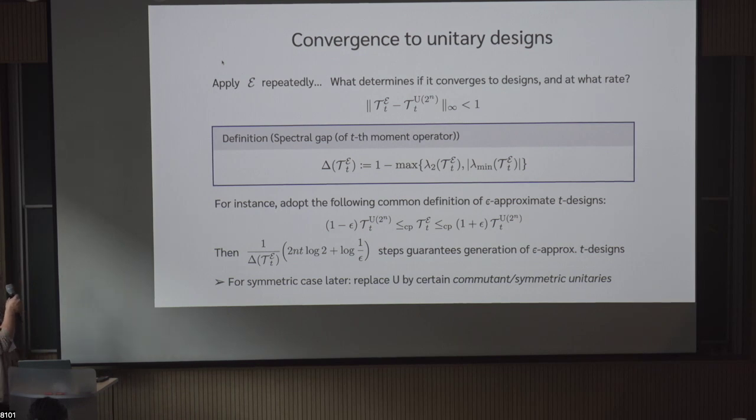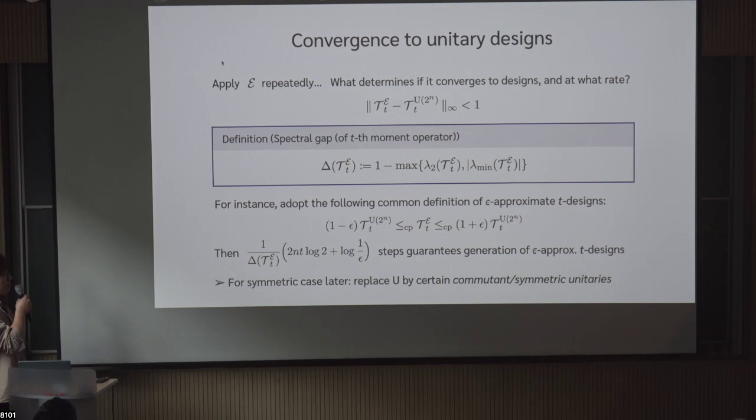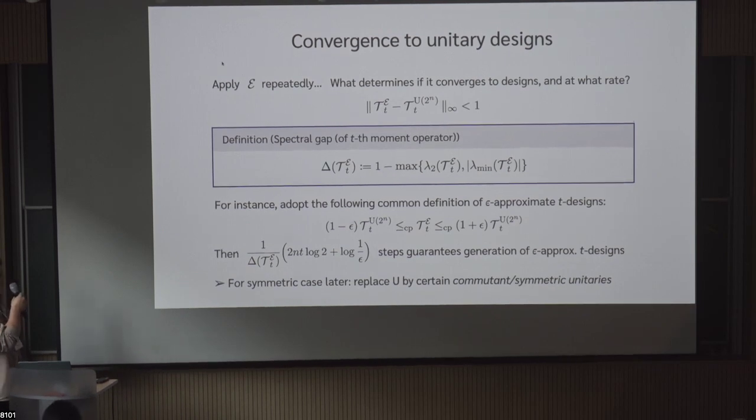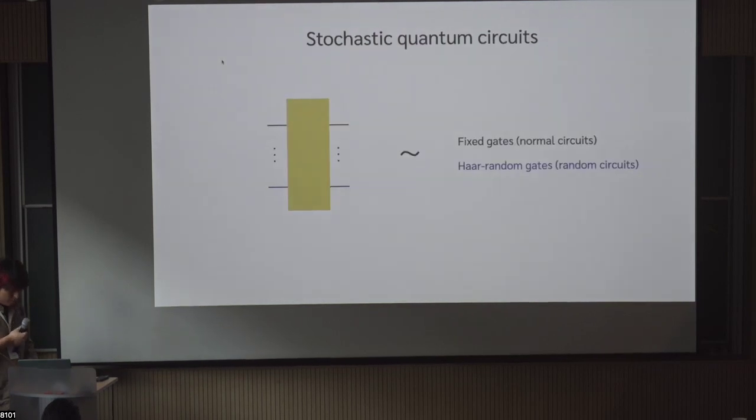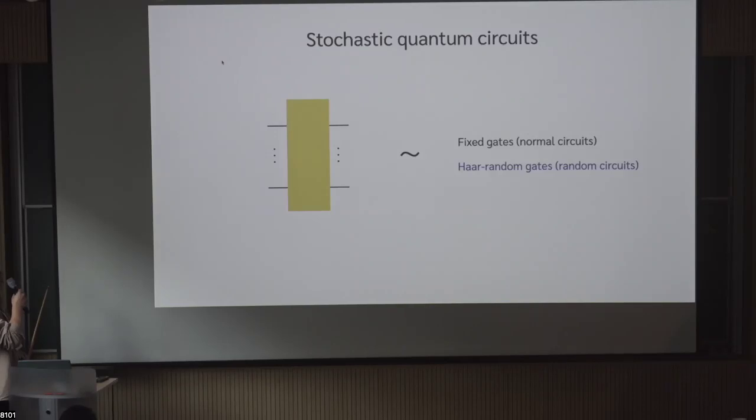Okay, so later for the second part, we'll talk about the symmetric case. And then we have all these analogous definitions where we just replace the unitary group by a certain symmetric unitary group or commutant. Okay, so here, what do I mean by stochastic quantum circuits?